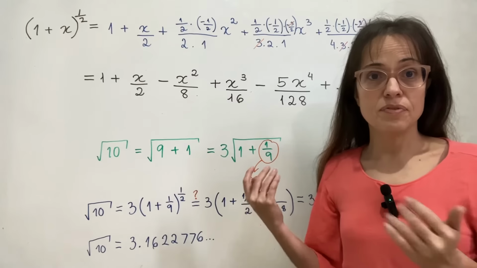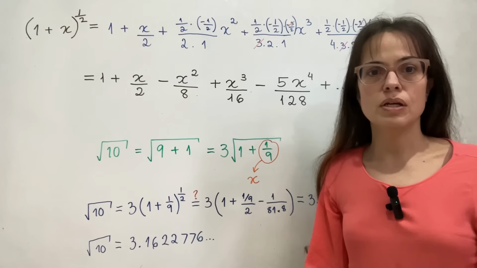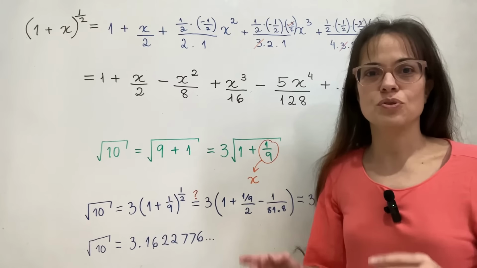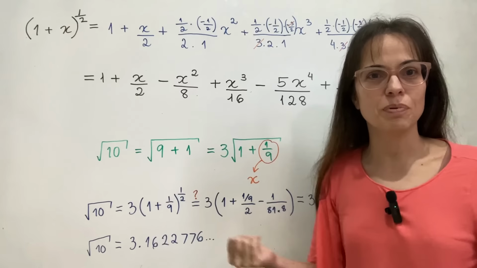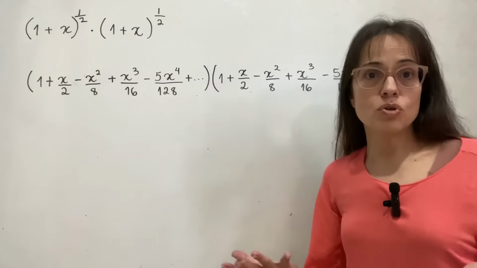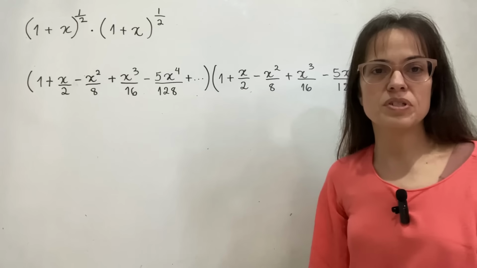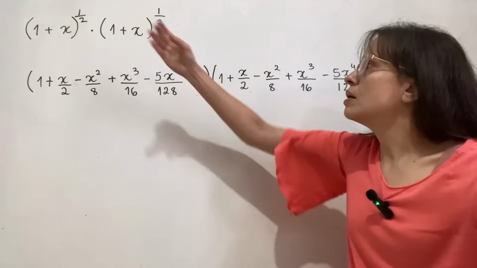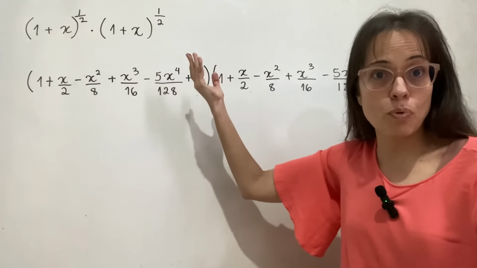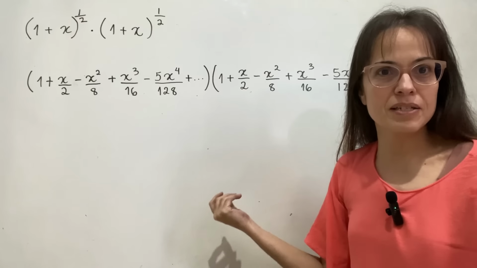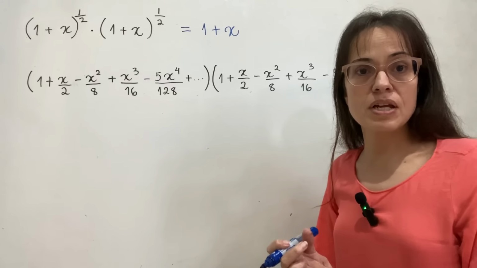Okay, so that was kind of the application that I wanted to show you, and the next thing that I want to do is to convince you that this expansion is correct for 1 plus x to the power of half. And it's going to be a similar exercise to what we did in the other examples. 1 plus x to the power of half times itself, it's supposed to be equal to 1 plus x. So let's see if it is.